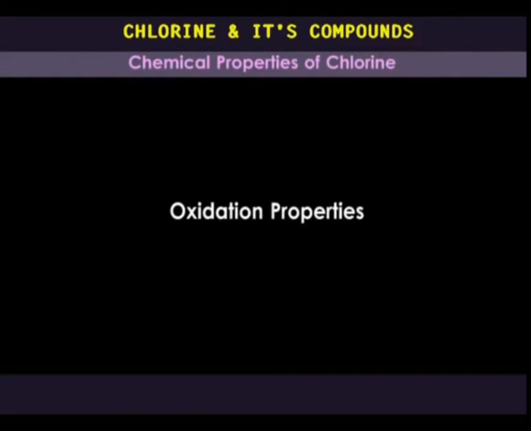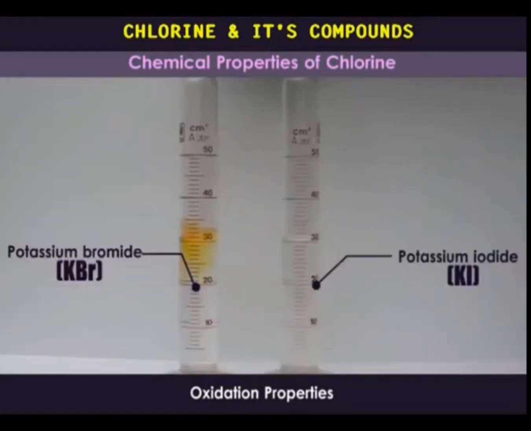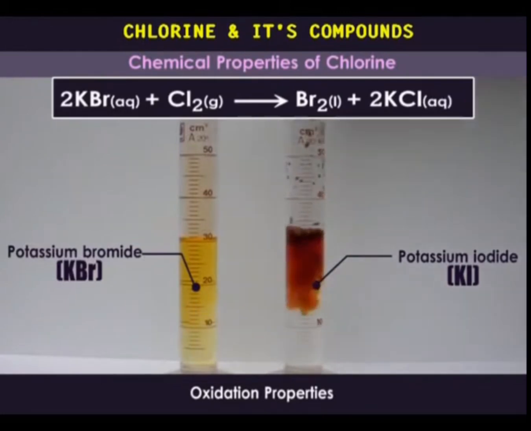Oxidation properties. Chlorine oxidizes heavier halide salts to corresponding halogens. When chlorine gas is bubbled through a colorless solution of potassium bromide, the color of the solution changes to deep yellow or reddish brown, and this is due to the formation of elemental bromine as it is displaced from potassium bromide.